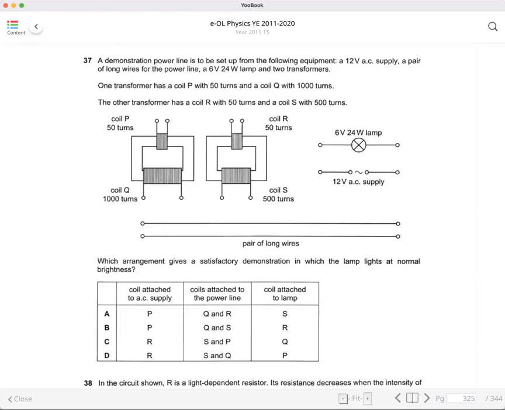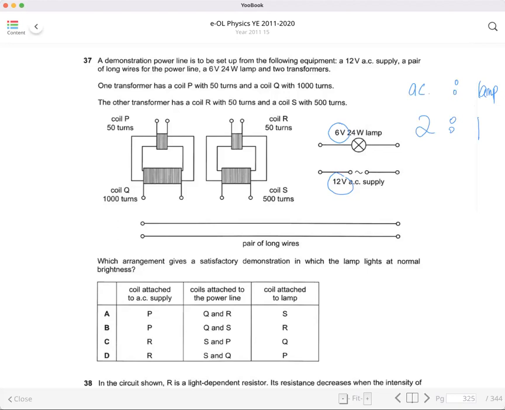How many of you need help with this? Can you see? This is 12 volt and 6 volt. So your starting point, your AC to lamp, has to be 2:1. Is that okay? So that is your final result.